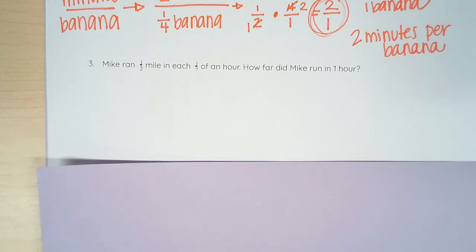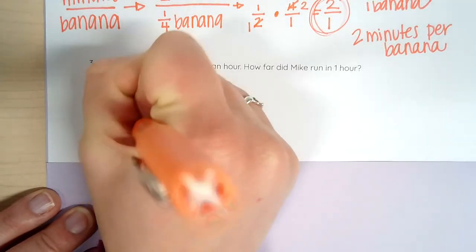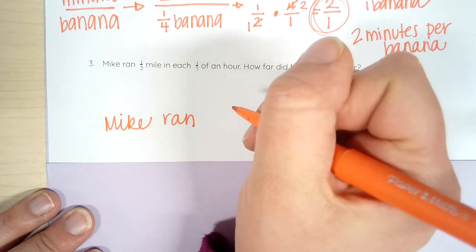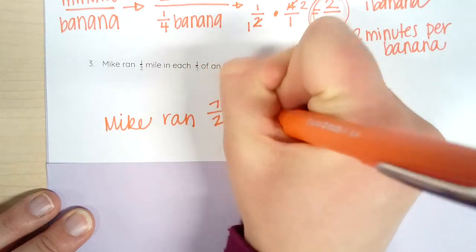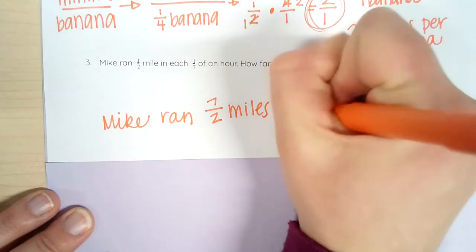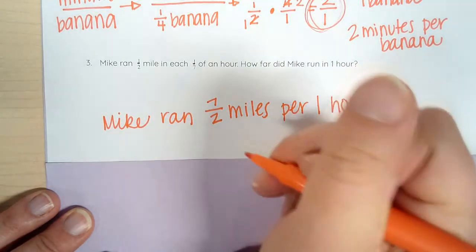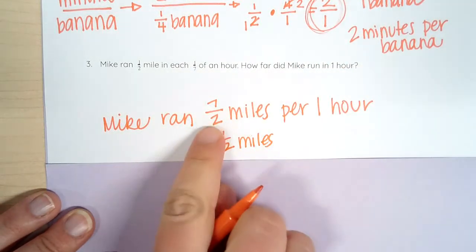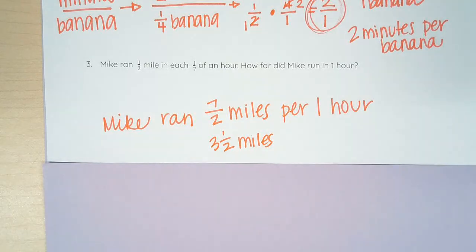So your answer for this is that Mike ran 7/2 miles, 7/2 miles per 1 hour. But then you could translate that to say 3.5 miles. If you do leave it like this, that's okay. This is more common language that we use typically.